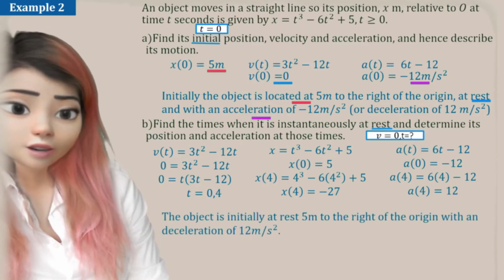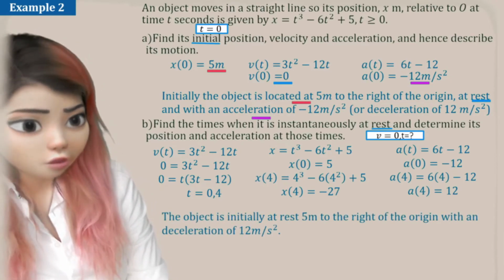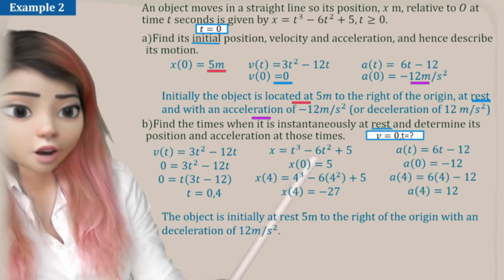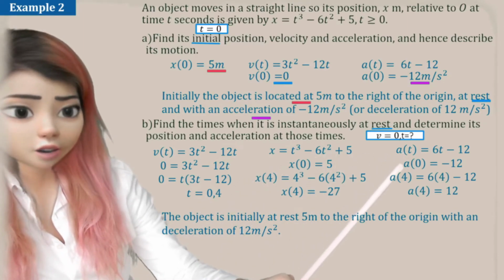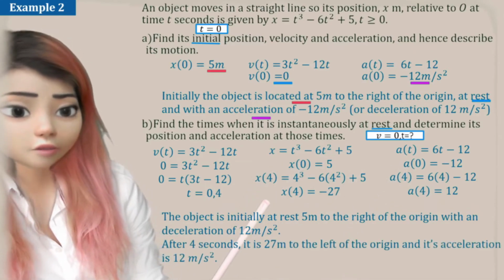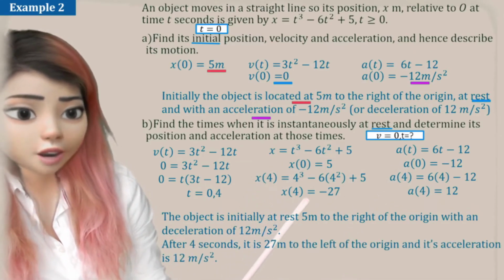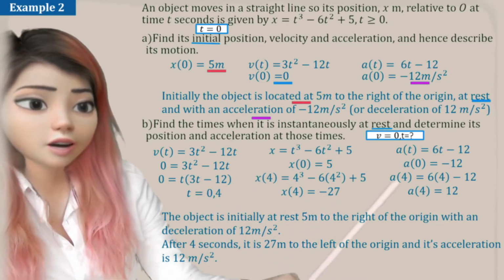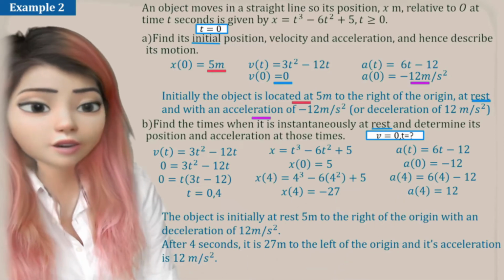So how do we describe this? The object is initially at rest 5 meters to the right of the origin with a deceleration of 12 meters per second squared, and then at 4 seconds it is 27 meters to the left of the origin, because it's negative, and it's accelerating at 12 meters per second squared.